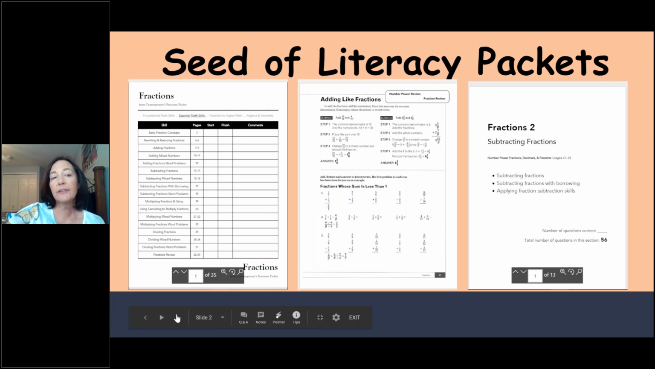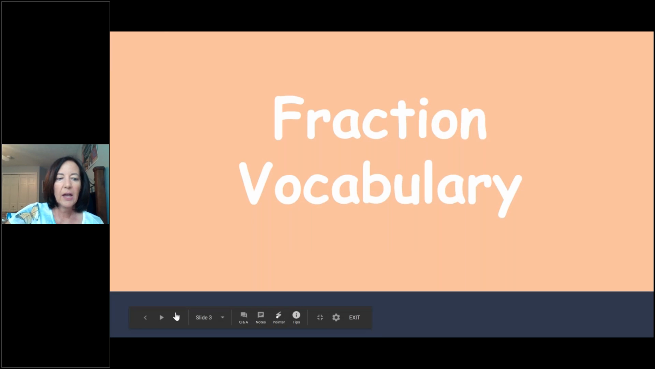So last week I told you, and same deal this week, many of the problems that I've taken from this lesson are from the 3 fractions packets that Seeds will be providing. So if you have any of the packets with these front pages, you know that you could flip through and find some of the same examples and some of the same problems. I want to review a little bit of the fraction vocabulary that we talked about last week.